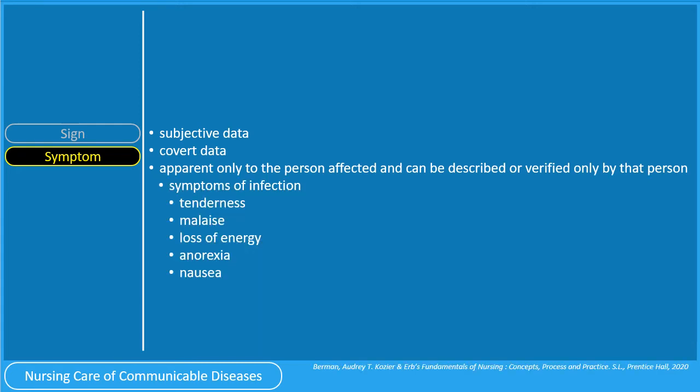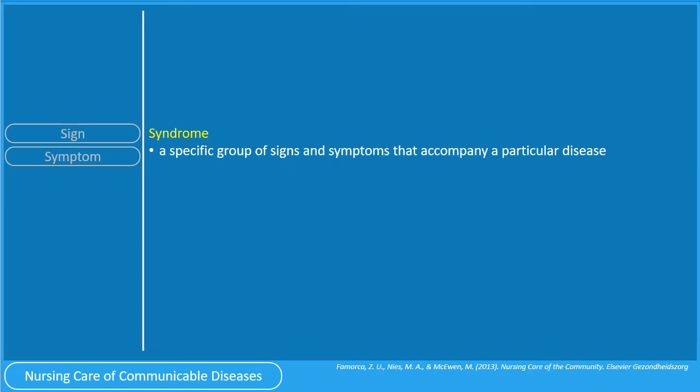Symptoms of infection may include tenderness, malaise, loss of energy, anorexia, or nausea. Take note though that there may be some objective signs that accompany your symptoms. For instance, in tenderness, a guarding behavior is an objective data that may be also seen. And remember, anorexia or the loss of appetite is a symptom. Do not be judging your patient if he or she is obese and he or she claims that he or she has anorexia.